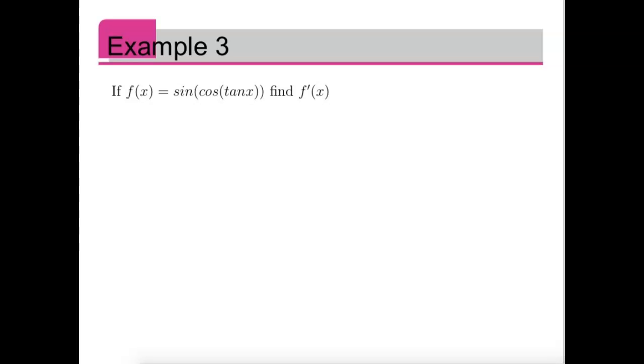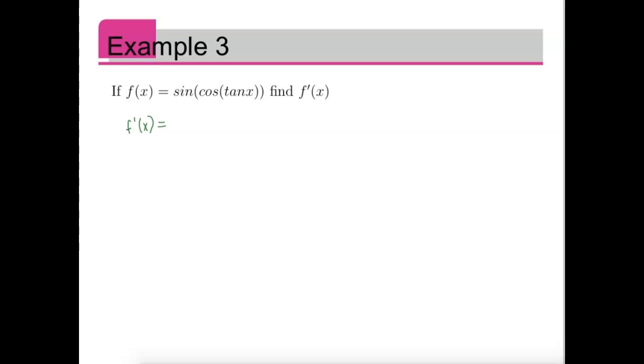We already kind of talked about this, but if you have multiple nested functions, you can still apply the chain rule. You just may have to apply it multiple times, okay? So here's where the Leibniz operator comes in extremely handy so that you don't confuse yourself. So I'm going to do f prime of x equals. Now we definitely have composite functions going on here.